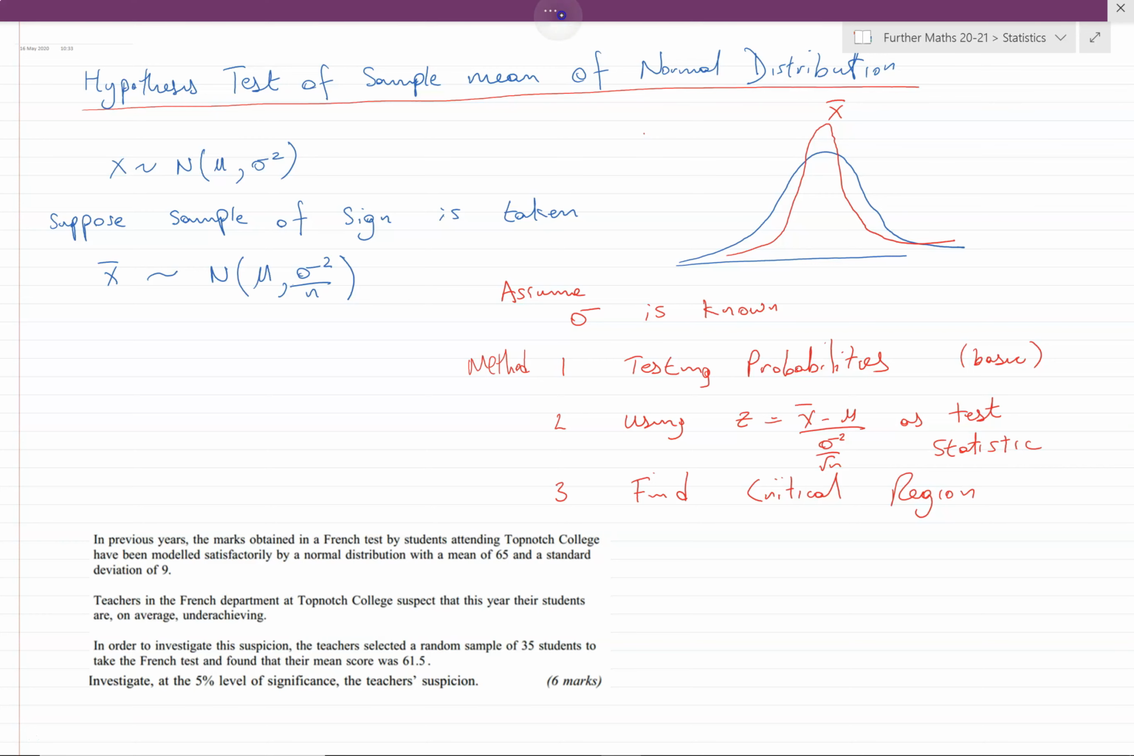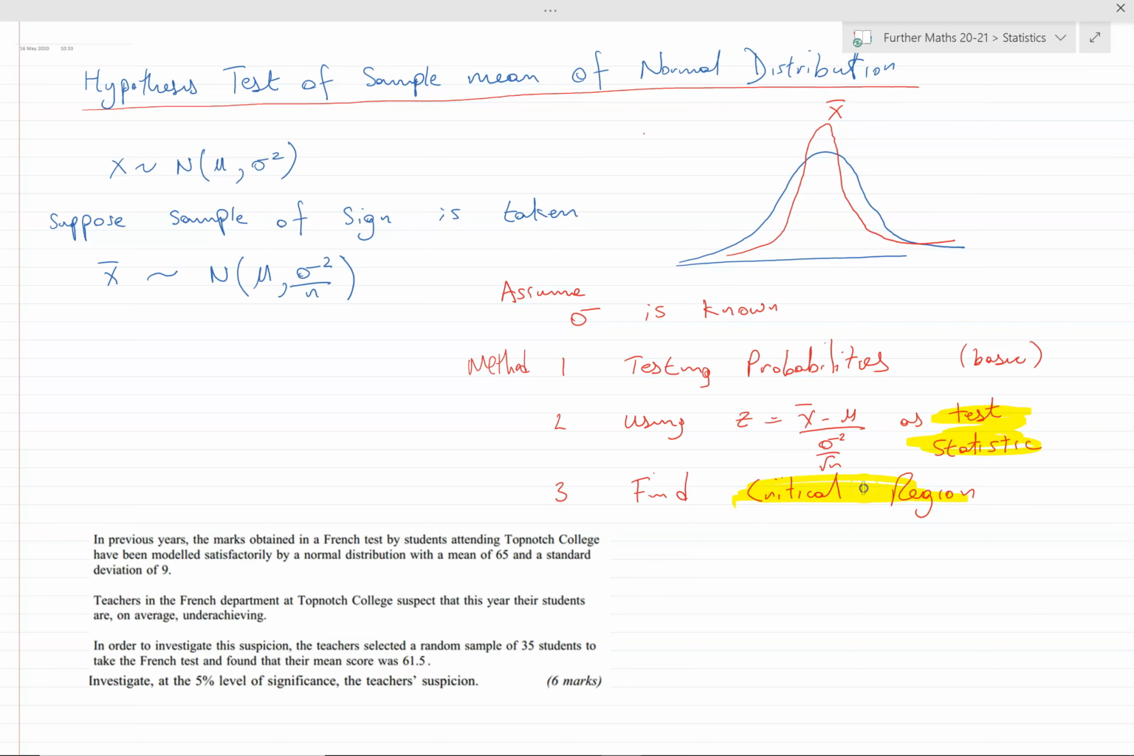So there are some key ideas here: the idea of test statistic and the idea of critical region, a kind of vocabulary that they will potentially expect you to know. Okay, so let's do a question. I'm going to go through all three of these approaches. And I say, I don't think it's a case of choose your favourite.